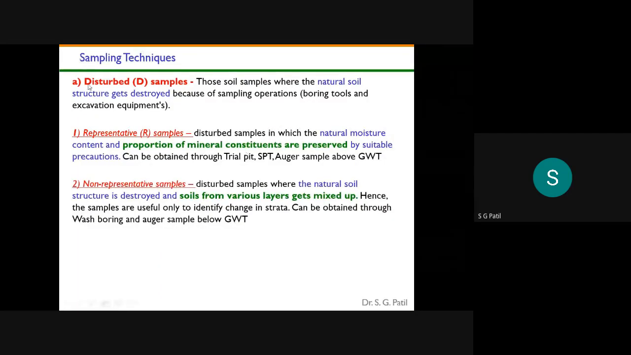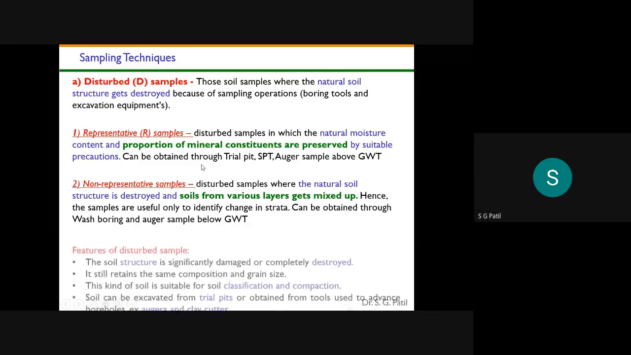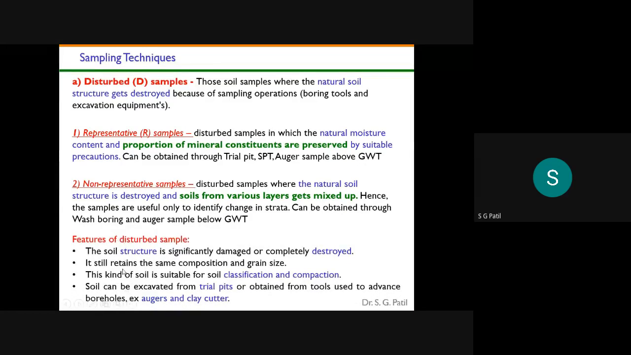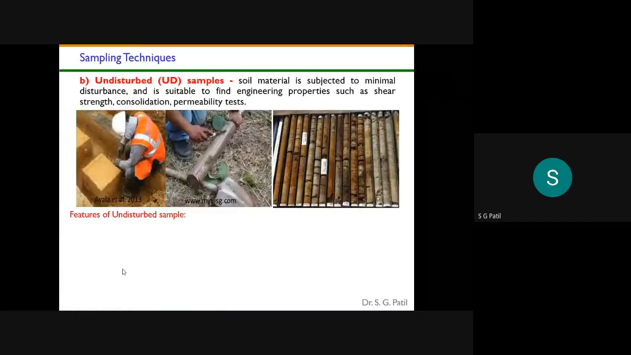Till now we discussed disturbed samples, and we have also seen their features. Now we will see undisturbed samples. You call it an undisturbed sample if the soil material is subjected to minimal disturbance and is suitable to find engineering properties such as shear strength, consolidation parameters, or permeability parameters. So undisturbed samples are usually used to find out the engineering properties.